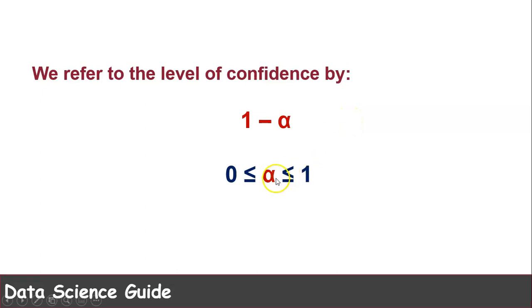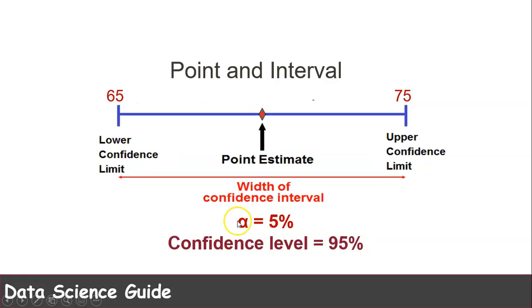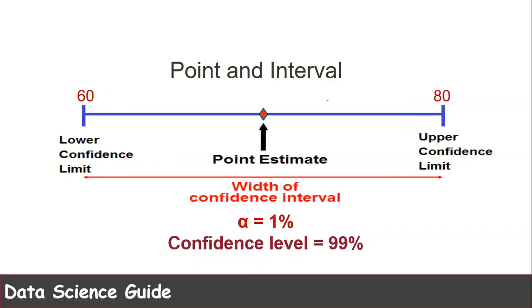And alpha is somewhere between 0 and 1. And this is the probability from 0 to 100. And when the confidence level equals 90%, that means alpha equals 10%. When alpha equals 5%, that means confidence level equals 95%. And finally, when alpha equals 1%, confidence level equals 99%.